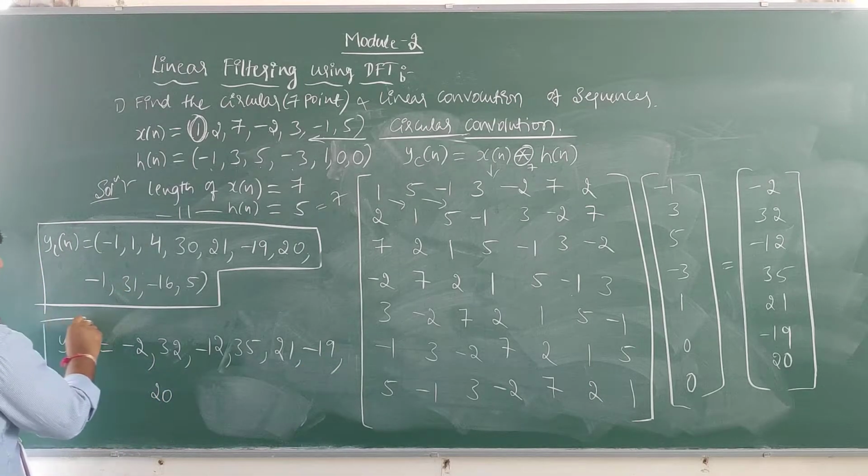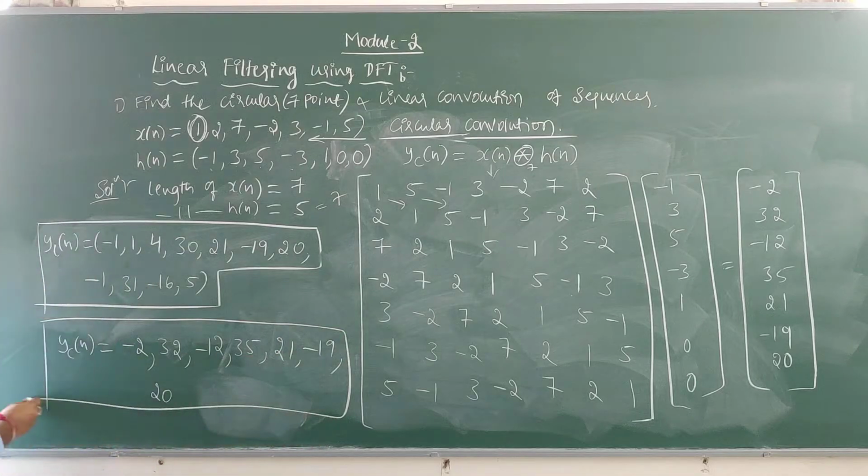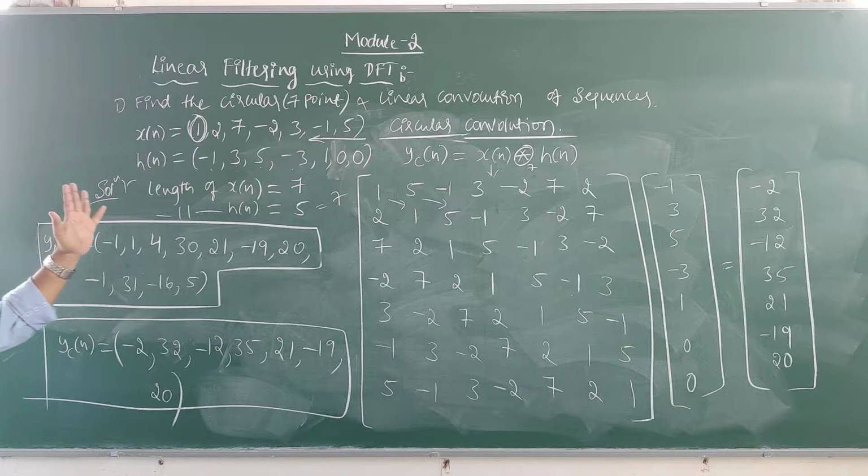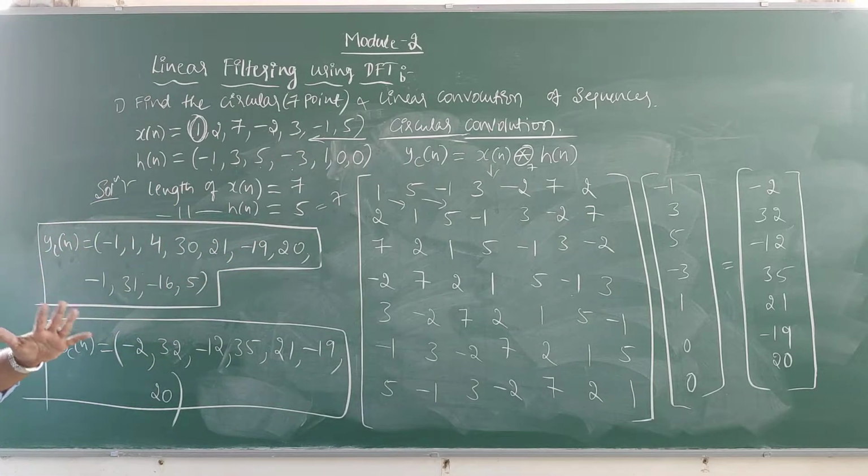So look here and compare these two answers: YL of n, the output of linear convolution, and the output of circular convolution. Both are different because we performed the linear convolution without adding any zeros, and the circular convolution with adding zeros. That's why we obtain different results if the lengths of x of n and h of n are different.